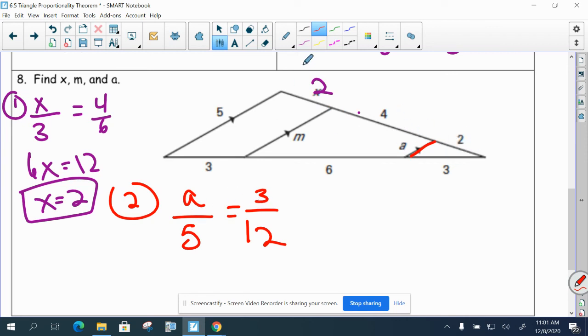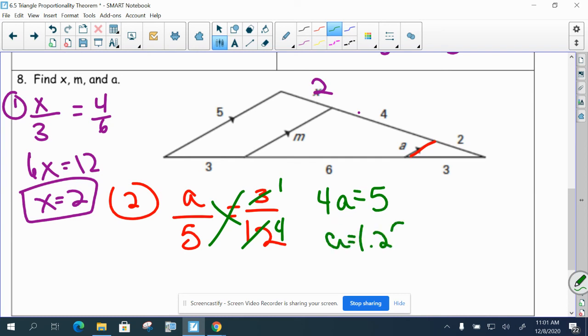All right, so I'm going to reduce and then cross multiply. So this is 1 over 4. Cross multiply, 4a equals 5, and divide by 4, it gives you 1.25. So 1.25 is your a.